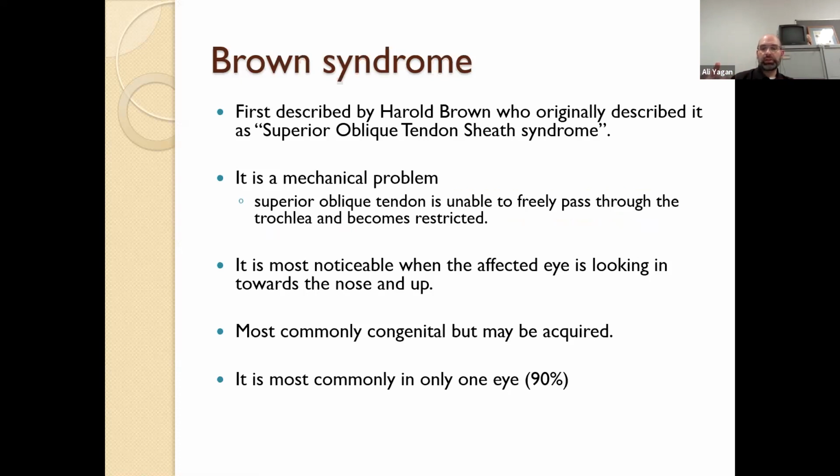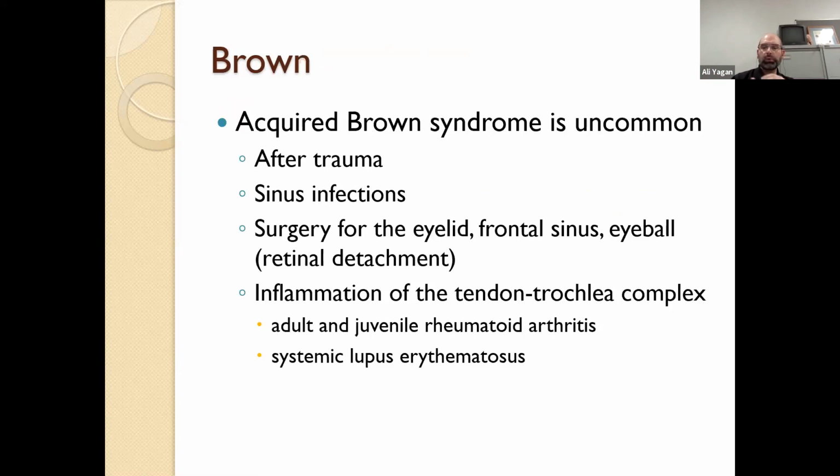It's usually congenital and usually unilateral, but occasionally you get acquired ones that can happen following trauma. We've seen it happen after dog bites. We've seen it after accidents, fractures to the orbit, things like that. You can get it from surgery. You can get it from inflammatory causes as well.